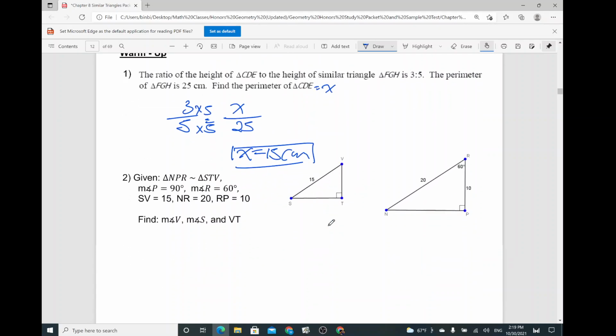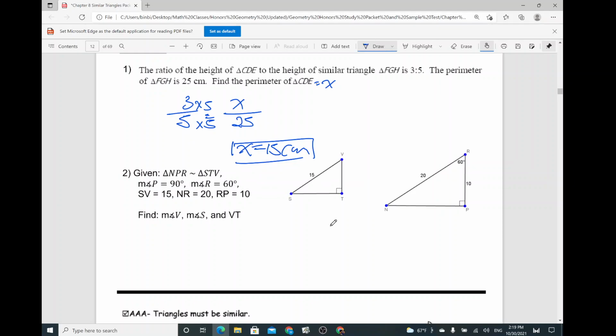Another one: given that triangle NPR is similar to triangle STV, the measure of angle P is 90 degrees. It shows the perpendicularity symbol. The measure of angle R is 60 degrees. This one looks like one of the special right triangles. SV is 15, NR is 20, RP is 10. Find the measure of angle V, the measure of angle S, the base angle, and the measure of VT.